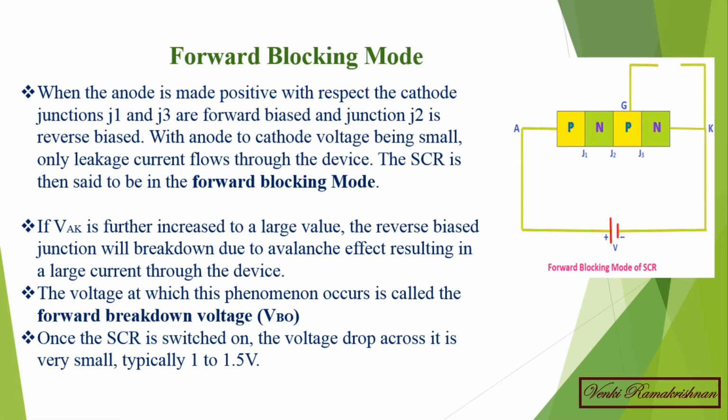If Vak, that is voltage between anode and cathode, is increased to a large value, then avalanche breakdown will occur in the reverse biased junction J2, like a reverse biased PN junction diode, as we already know. The voltage at which this phenomenon occurs is called the forward breakdown voltage, VBO.